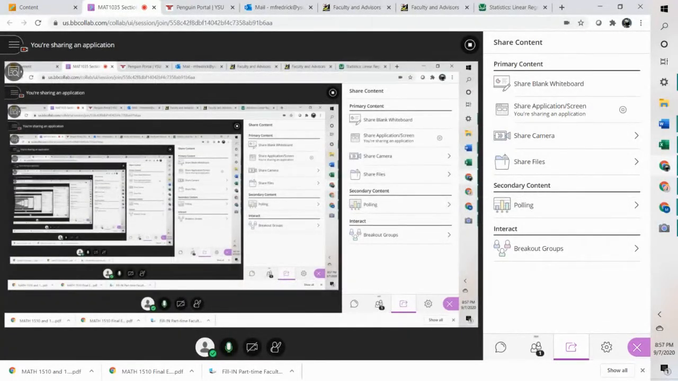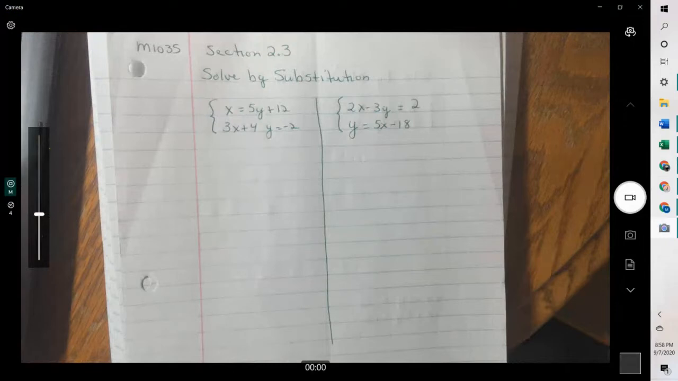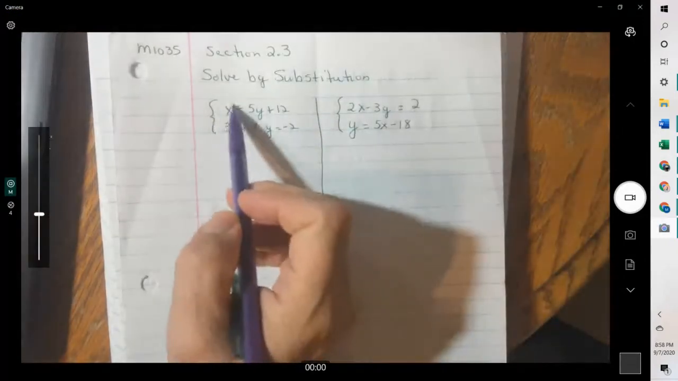Today we're going to cover section 2.3, solving systems of equations. And there's a few different ways you can do that. Looking at these, the first way we're going to look at is substitution. And it's just that. You take one equation and you substitute it into the other equation. This one's used a lot when you have it solved for one variable.